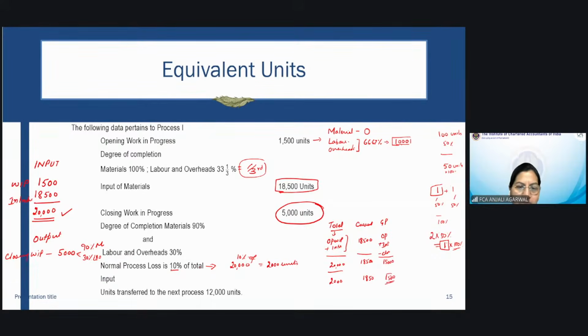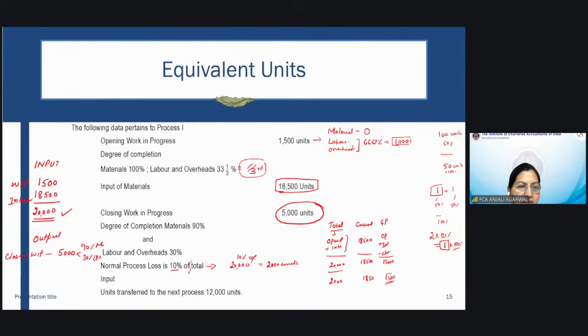So when normal process loss is given as a percentage, just see whether it is given as a percentage of total input, current input, or gross production. If nothing is given, you can take it either as total input or current input, whatever suits your answers better, maybe which gives you a better rounding off.